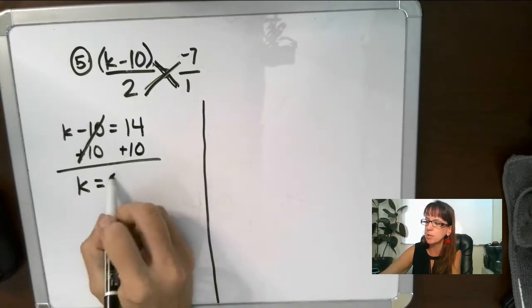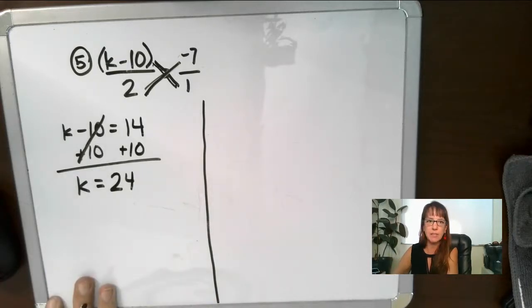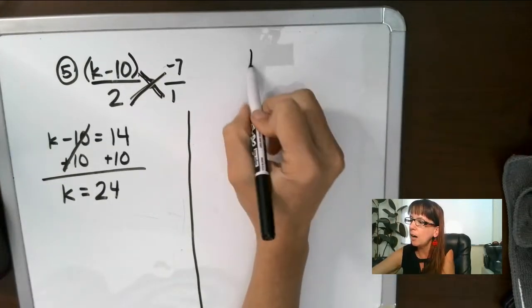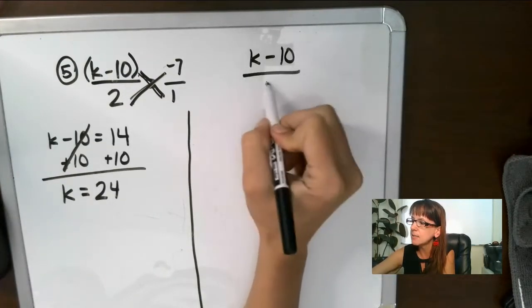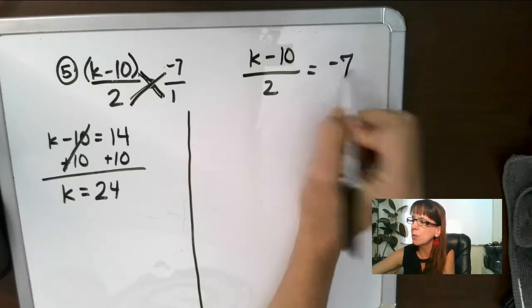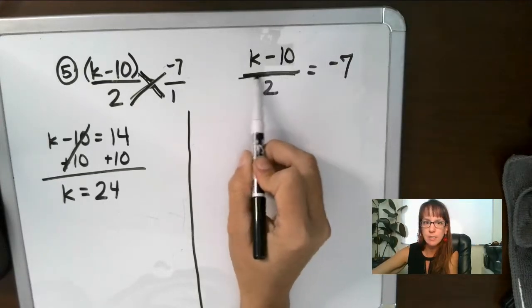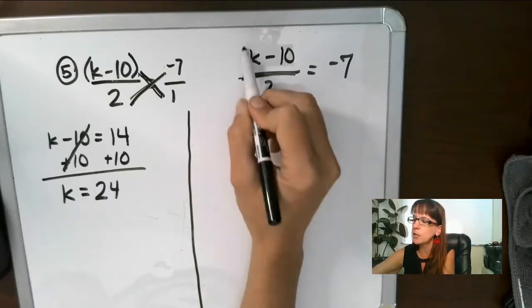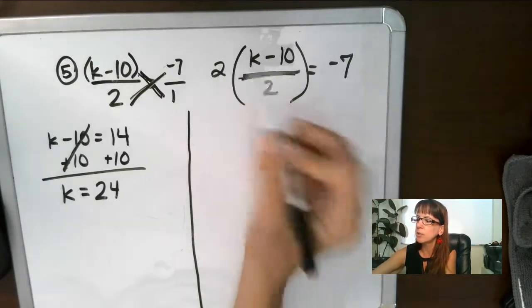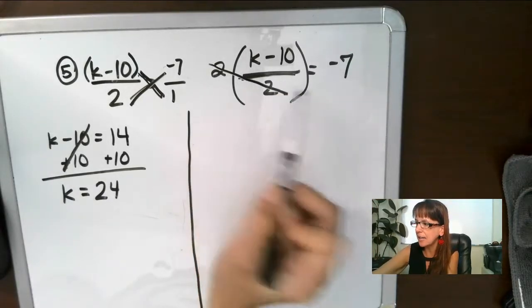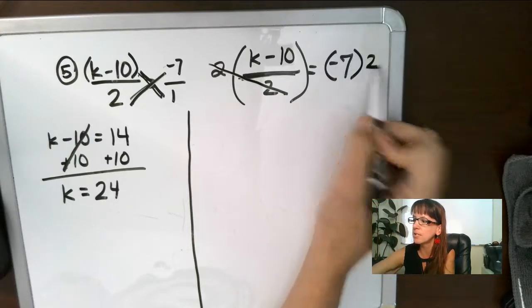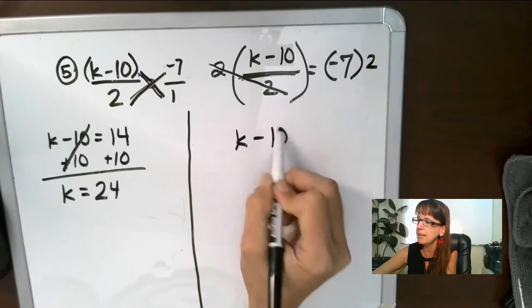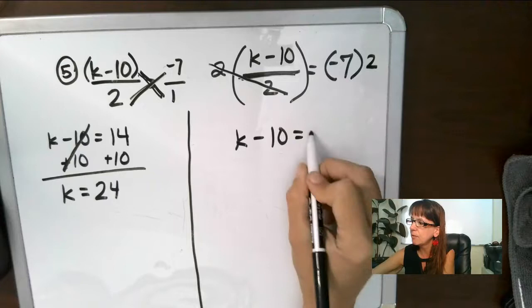Okay, so we end up with 24. So that's the first method, cross multiplication. The other method of doing this is, so this bar right here tells us division. The inverse operation of division is multiplication. These guys now cancel out with this one. K minus 10 equals negative 14.